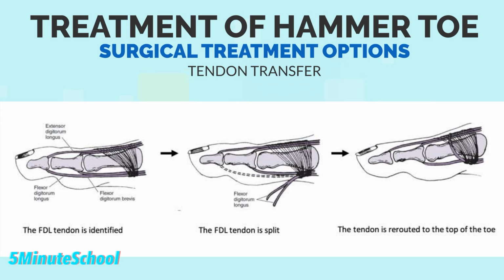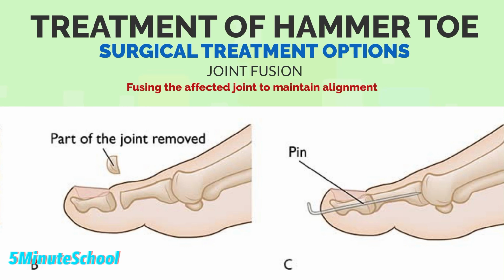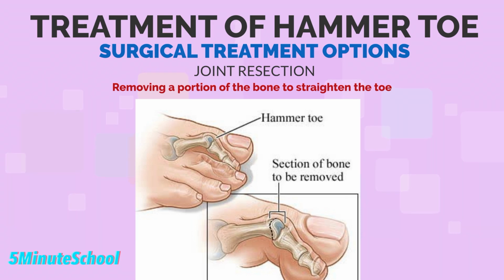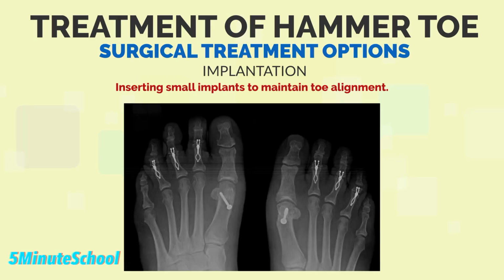These types of surgeries could include a tendon transfer, which is where the tendons are repositioned to correct muscle imbalances; joint fusion, which involves fusing the affected joint to maintain alignment; joint resection, where they remove a portion of the bone to straighten the toe; and implantation, where they insert a small implant to maintain toe alignment.